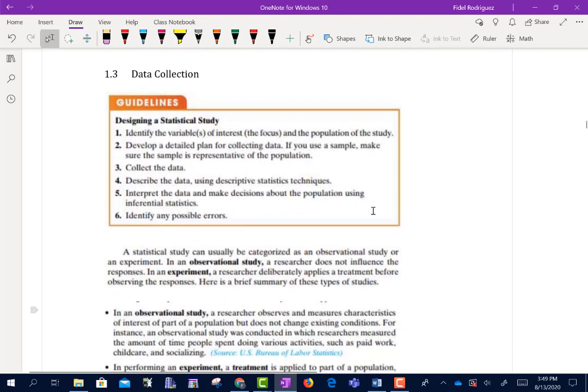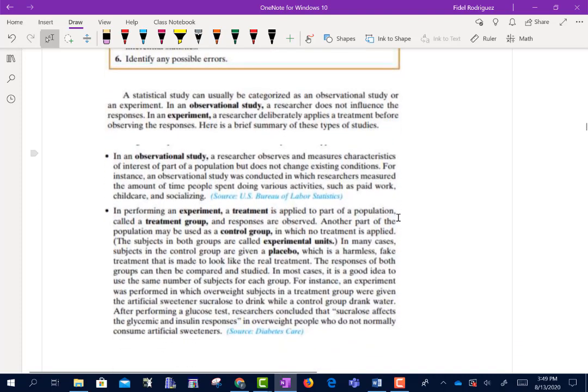All right. So the next one here is data collection. Okay. So data collection, we're going to design a statistical study. So we're going to identify the variables of interest, the focus, and the population of the study. We're going to develop a detailed plan for collecting the data. If you use a sample, make sure the sample is representative of the population. We're going to collect the data. We're going to describe the data using descriptive statistics techniques. We're going to interpret the data and make decisions about the population using inferential statistics, and we're going to identify any possible errors.